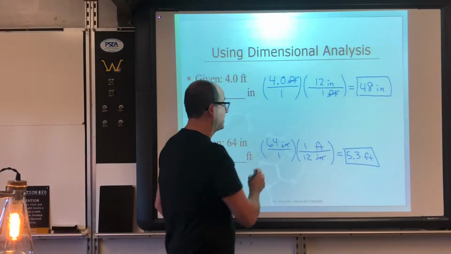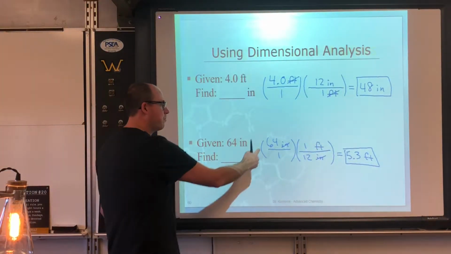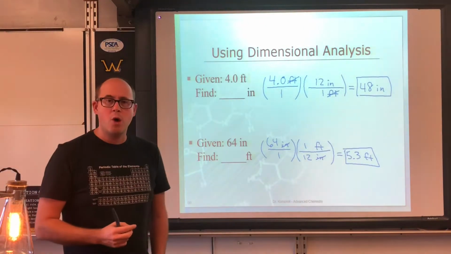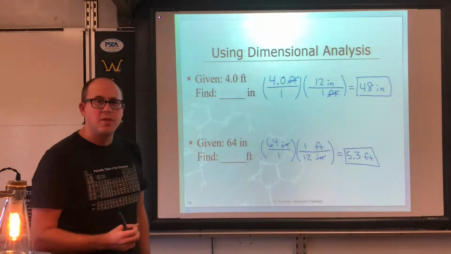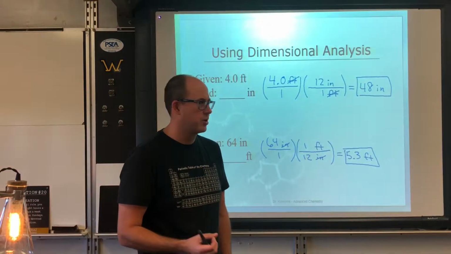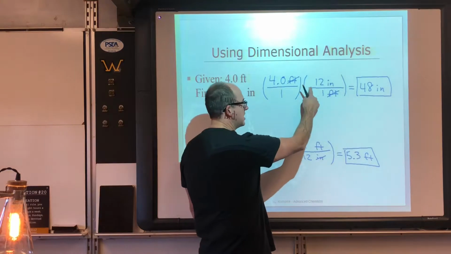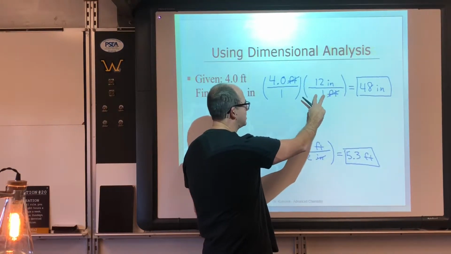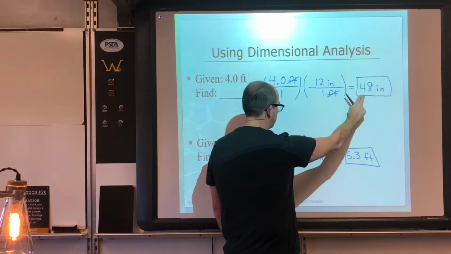Now, looking at sig figs, both of these are two significant figures to start with. When we're working on conversions, the number of sig figs we start with is the same number of sig figs we finish with, as long as our conversion factor is a definition. These are considered exact, so they'll have no impact on sig figs. So if I start with 2, I finish with 2.